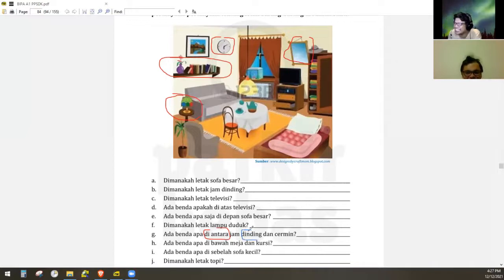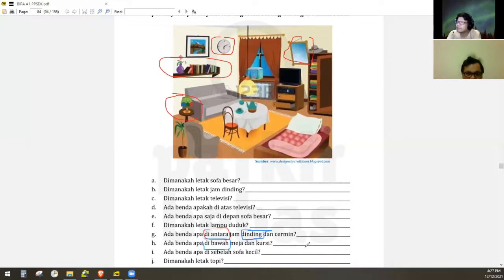Is it really difficult to say this one? Dinding. Yes, dinding. So you're still confused with dingin. Dingin is cold. Dinding is the wall. Yes. Okay, good. Question H. Ada benda apa di bawah meja dan kursi? Under the table and chair. Yes, I think you have mentioned that earlier.